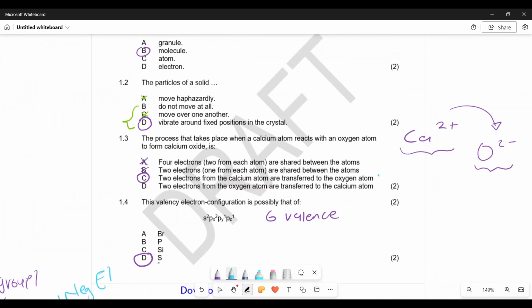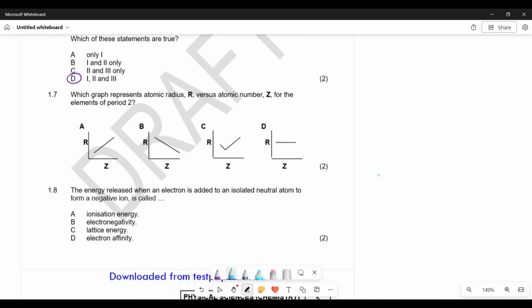So the correct graph here will be B. I want you to note something: Z is your atomic number, and as your atomic number increases, your R, which is your atomic radius, decreases. So the correct answer for 1.7 would be B.